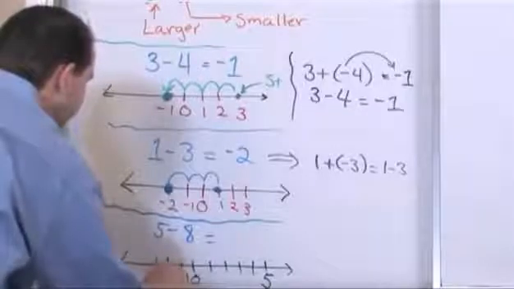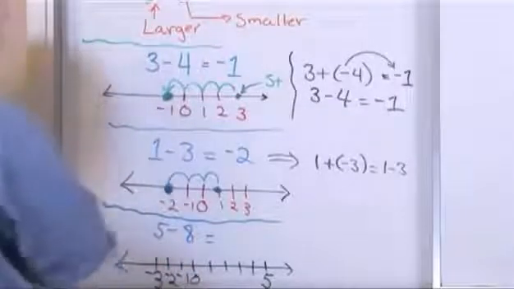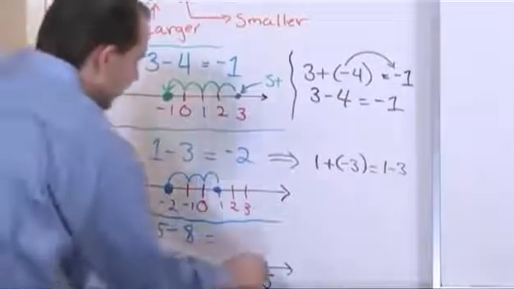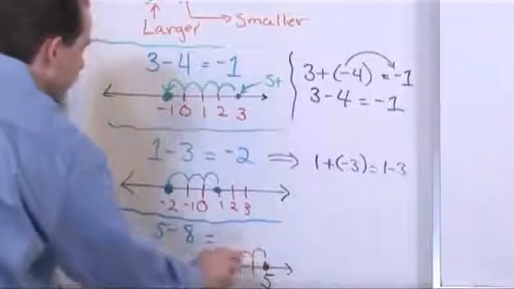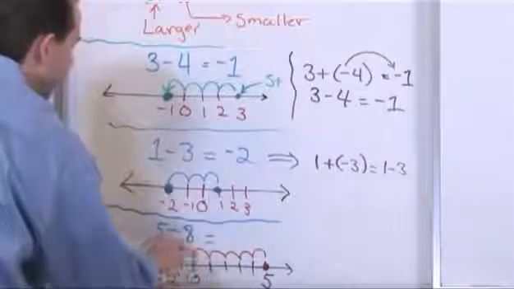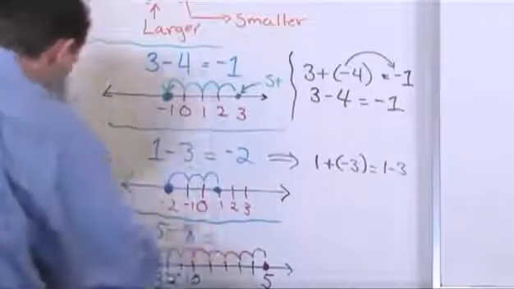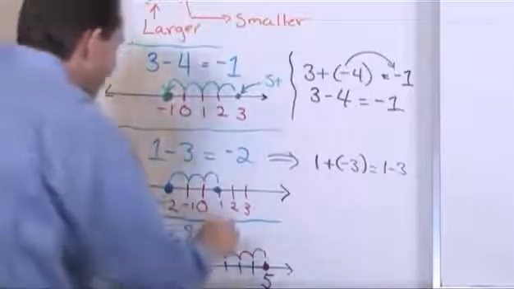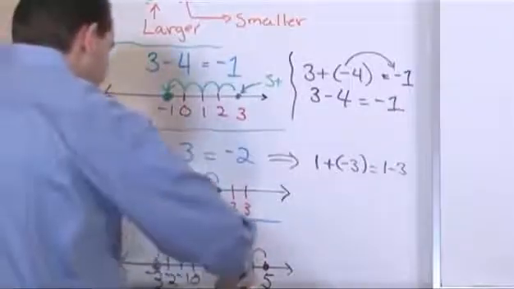Let's say I start on this number line at +5 because that's where I'm starting, and I have to take away 8. 1, 2, 3, 4, 5, 6, 7, 8. I land on -3. So the answer is -3.